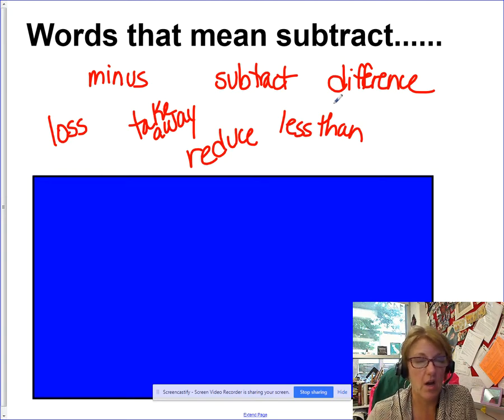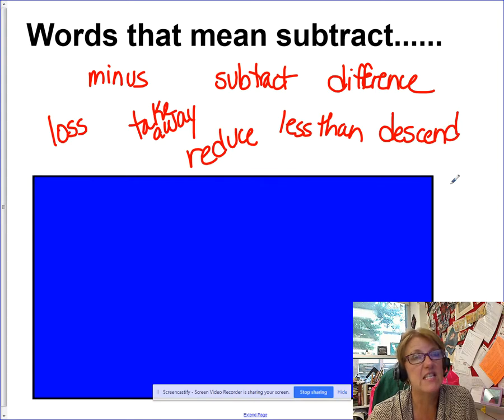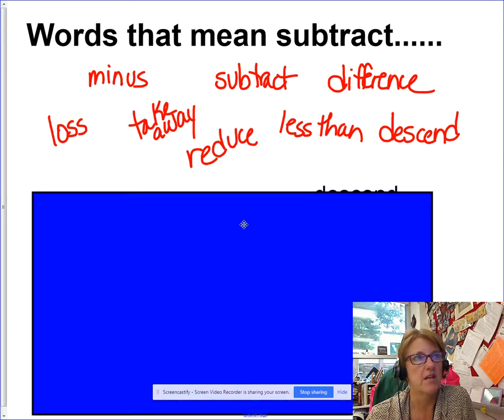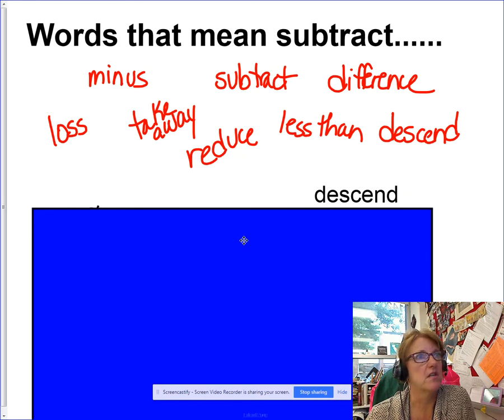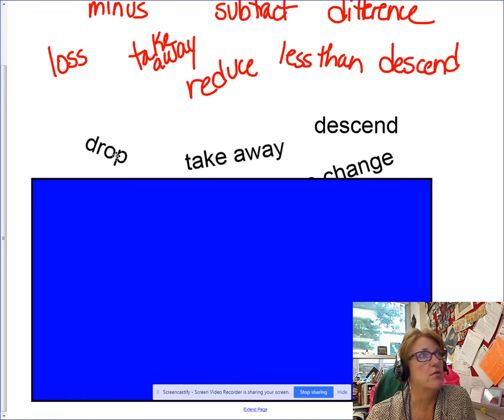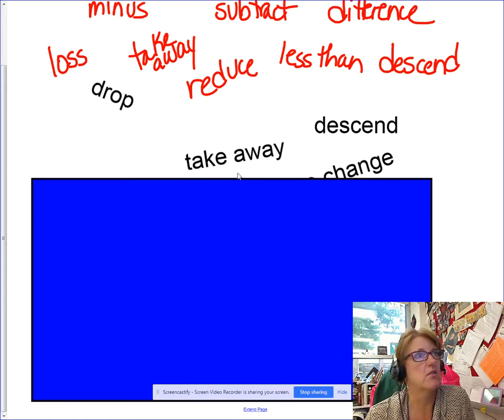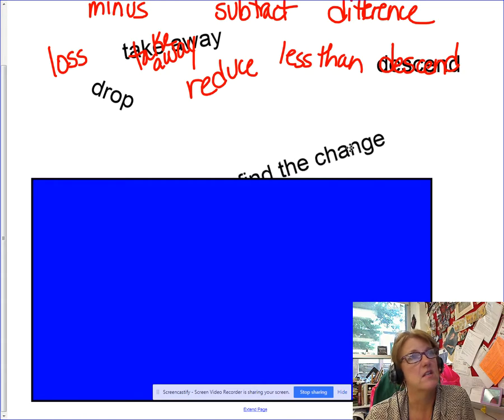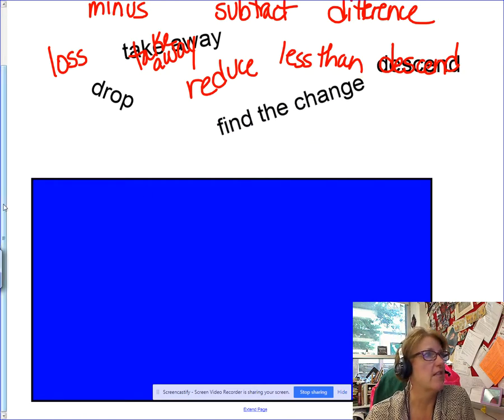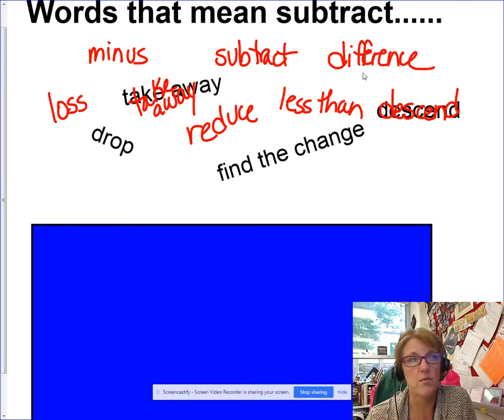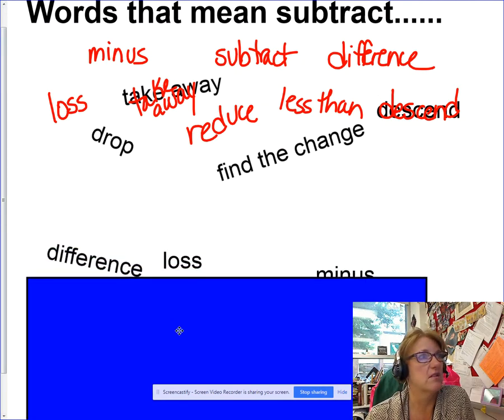If we were talking about hiking or scuba diving, snorkeling, something like that, you might think of this word. Descend. That's a good down subtraction word, negative word like that. Let's see what else I've got up here. Ooh, drop. I didn't think of that one. Add that to your list. Ooh, here's one. Find the change. That often is used in conjunction with the word difference. Okay, so that's a good one.